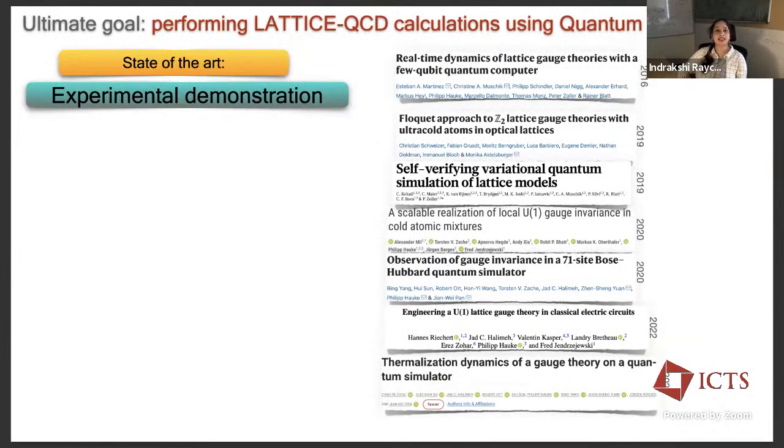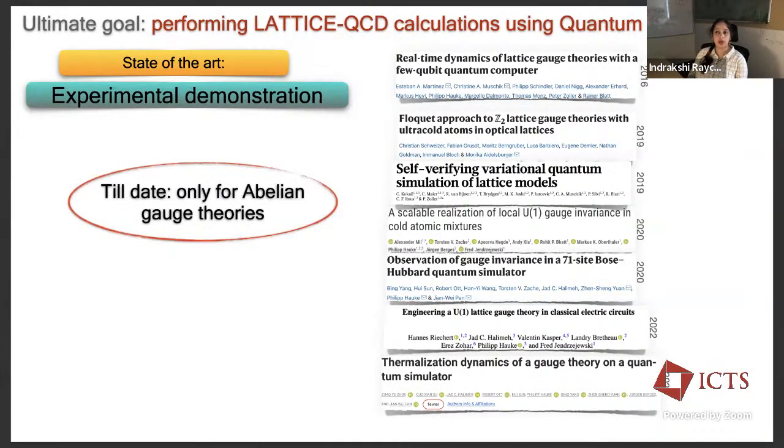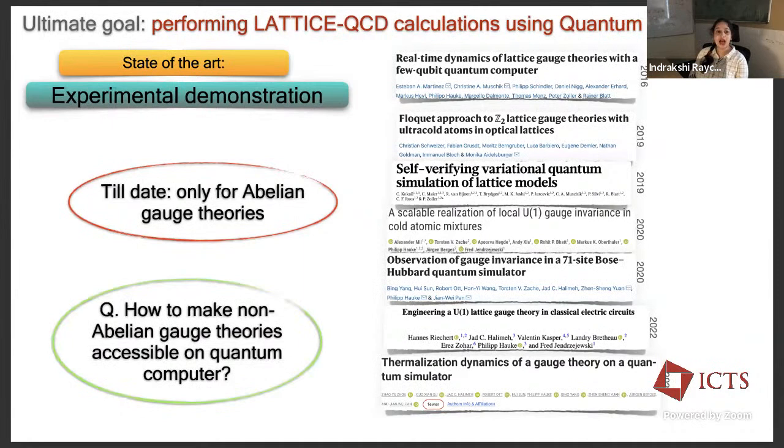And if you look at the real experimental demonstrations of quantum simulation that have been obtained so far, there have been quite a few significant developments in recent years. But the fact is that to date, all of these still deal with abelian gauge theories. And so the question is, how can one make non-abelian gauge theories accessible on a quantum computer?